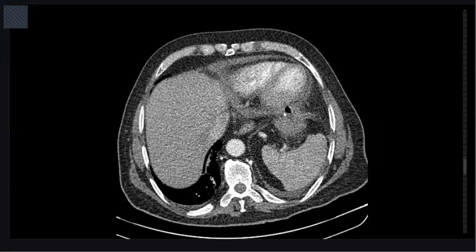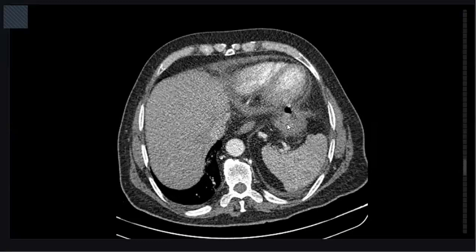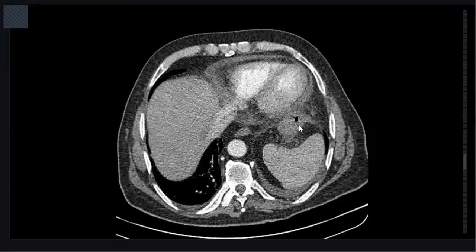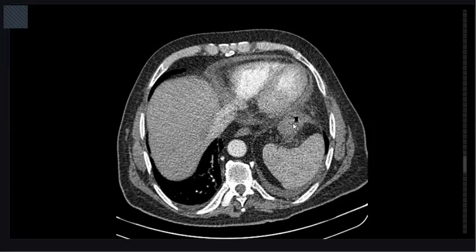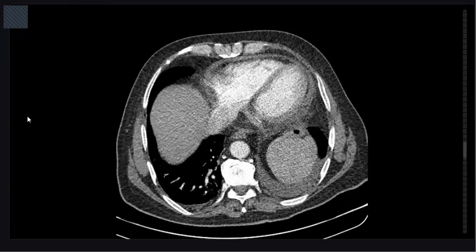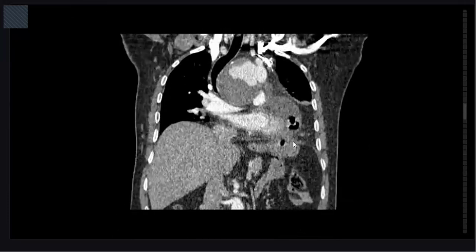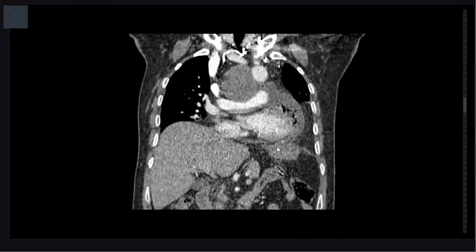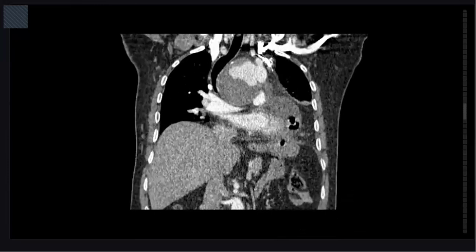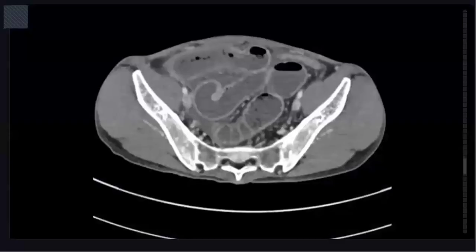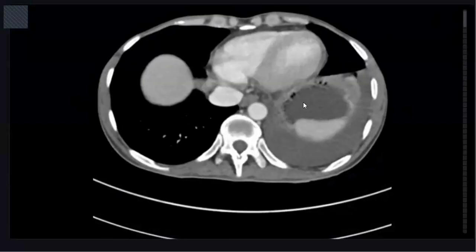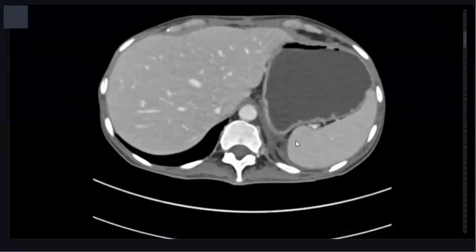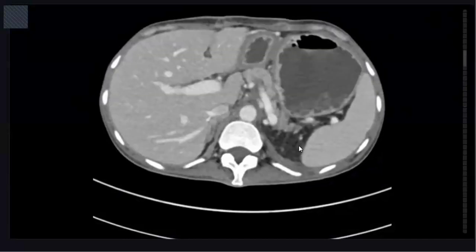If you found the cause, it will be very good, or you have to suggest the cause. The cause may be infective, or fistula formation, or iatrogenic, according to the history of the patient. And here in the coronal image, you can see the connection between the stomach and the pericardium. Here, a simple case: this stomach is okay.